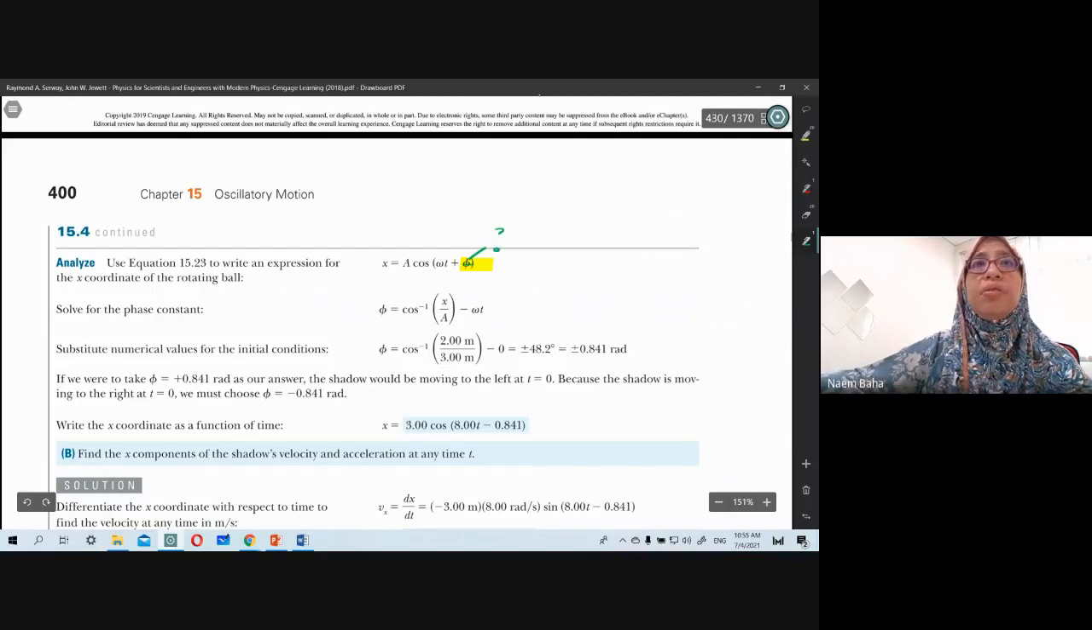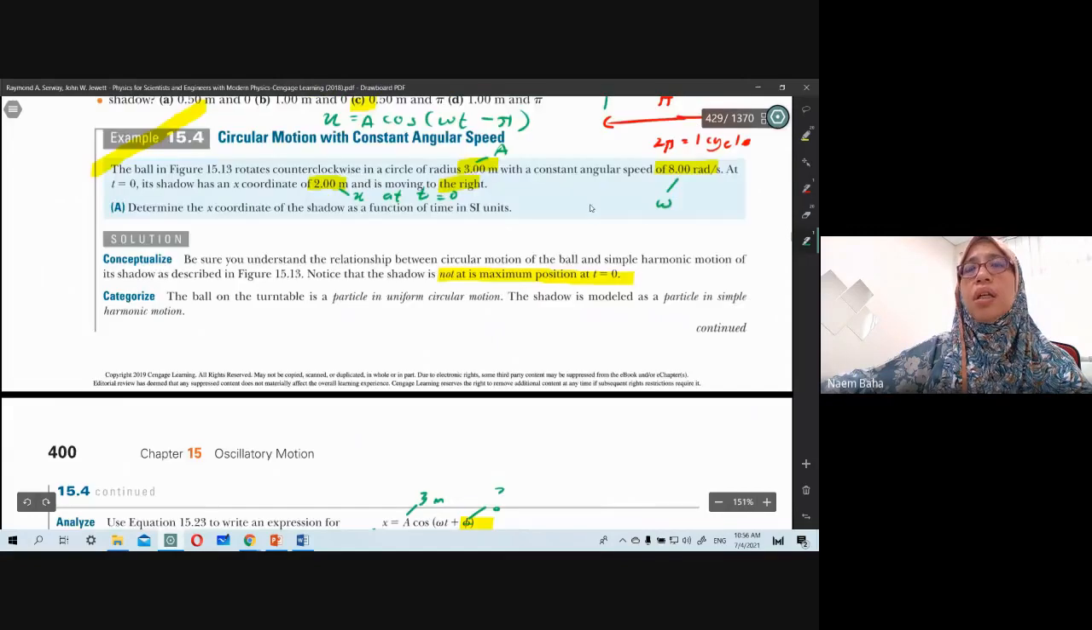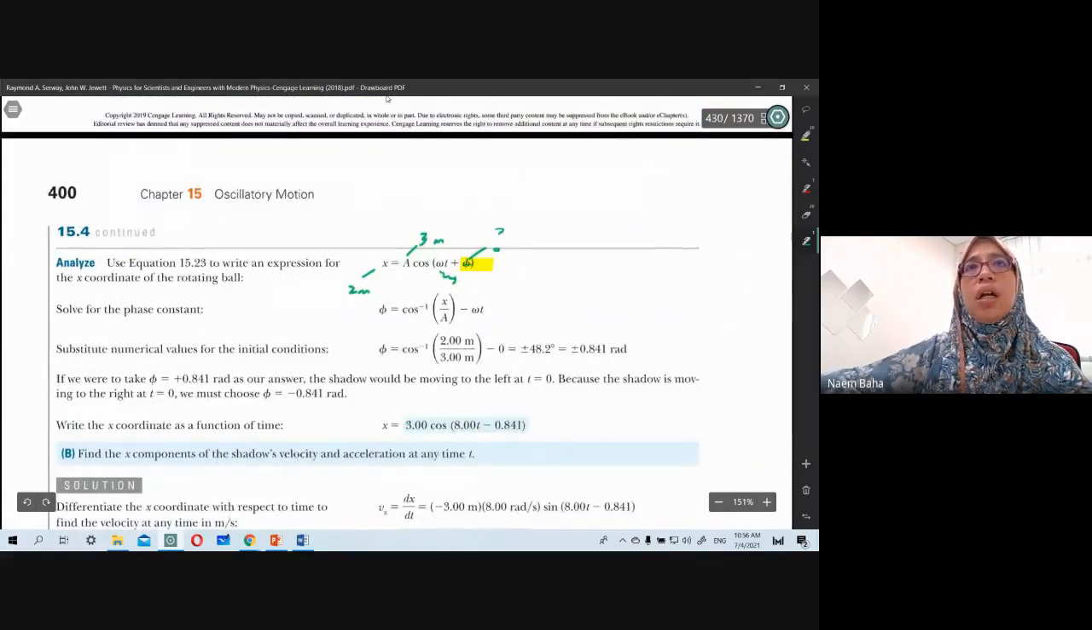How do we find it? When we try to simplify phi, we try to substitute values. So this is 3 meter. This is 2 meter. Omega is now 8. Then as you simplify, remember radian mode, you will arrive with this answer, 0.841 rad. This is the answer, not this one, right?